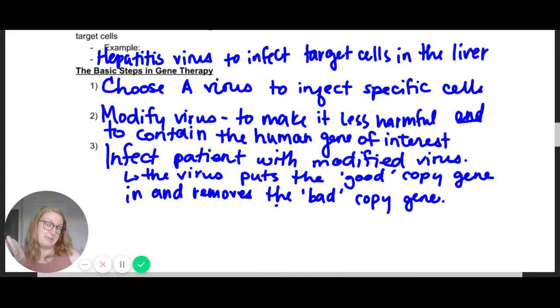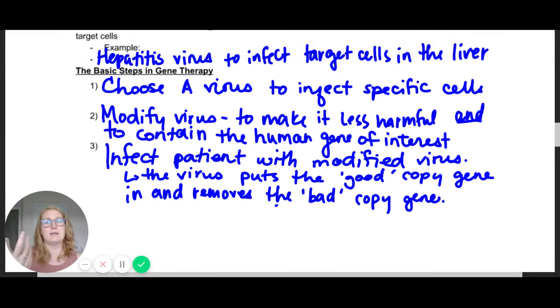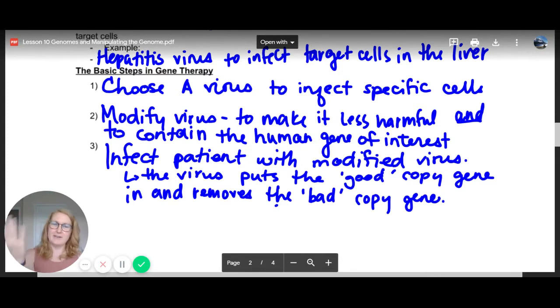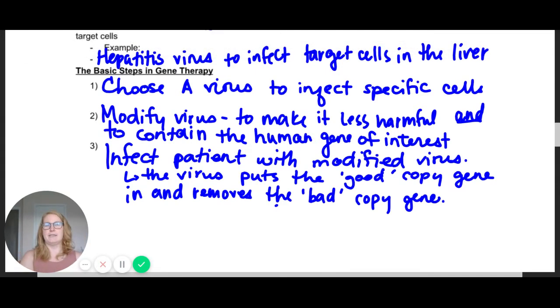Then I will infect the patient, which I know sounds kind of strange, but essentially we inject them with these modified viruses. And the goal is that these viruses will go around the body, removing those bad copies and inserting the good copies. So as it sounds, there are some issues with this. This is not a 100% perfect method yet, but it's getting better and better.